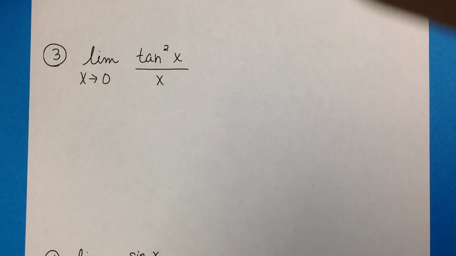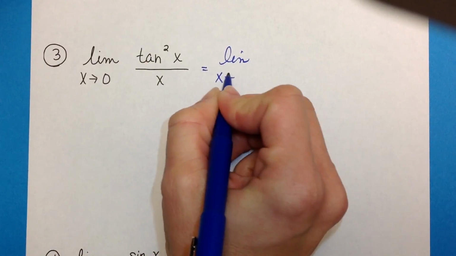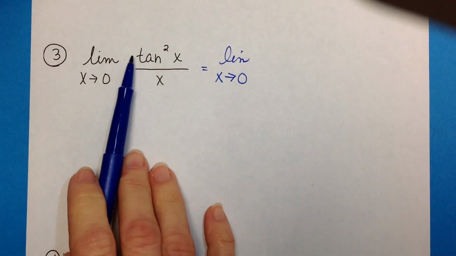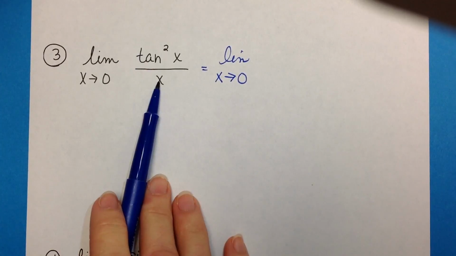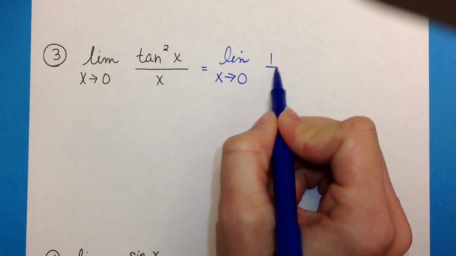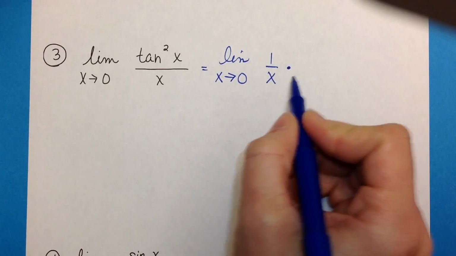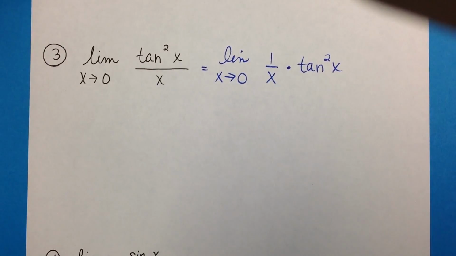Okay, number 3. Alright, first of all, on this one, again, just doing a little bit of rewriting. I'm going to pull out a fraction here of 1 over x. And of course that would then be multiplied times the tangent squared. It's just pulling your fraction out front like you've done before.